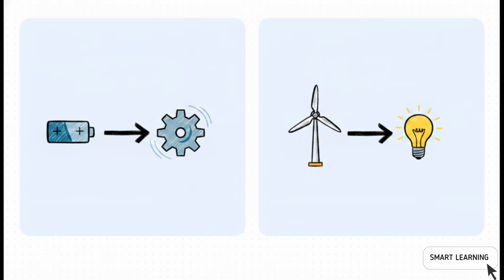Picture a wind turbine. It takes the mechanical energy of those big spinning blades and converts it into electrical energy. Remembering that inverse relationship really helps solidify the distinction in your mind. Just remember, motor for movement, generator for juice.